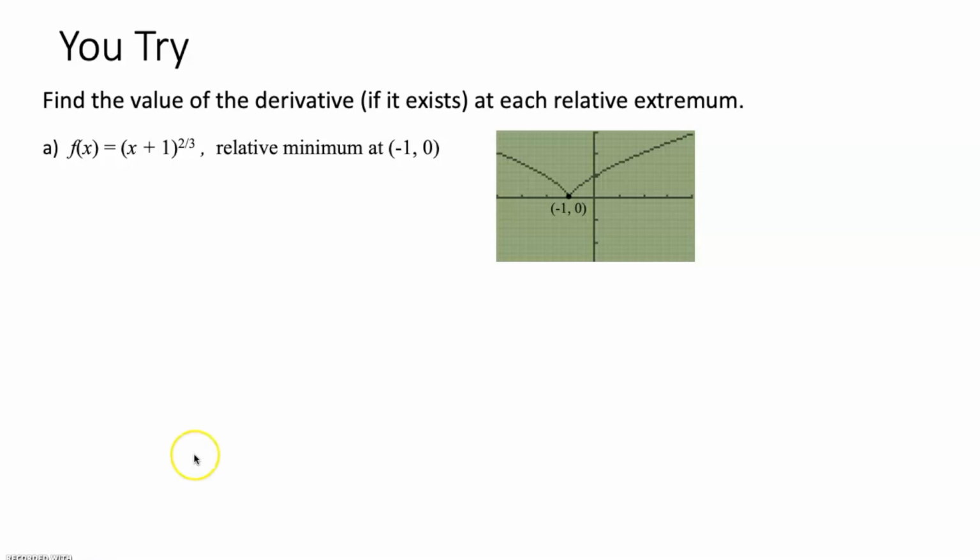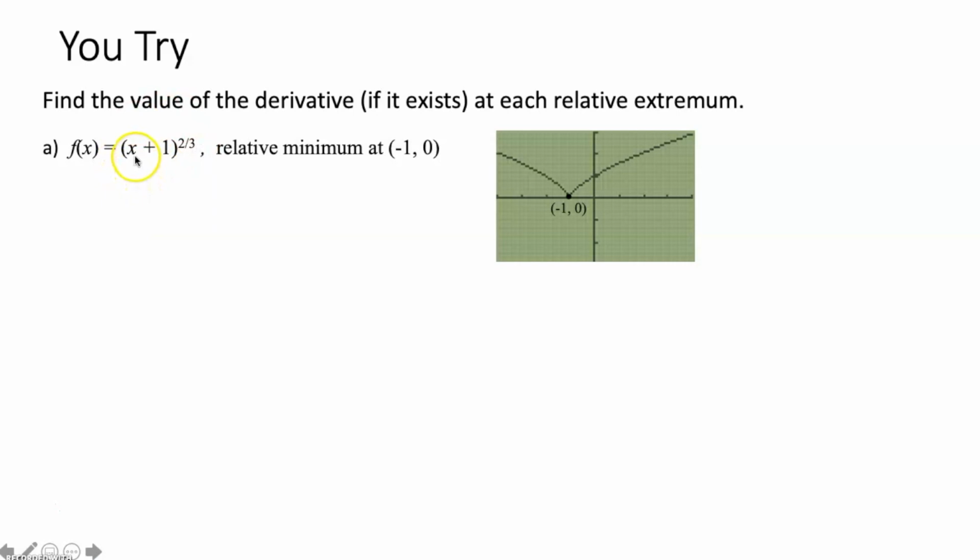You try. Okay, doing the same thing here, we have a function and we have a relative minimum of that function at (-1, 0). So we know that x is equal to -1. That is a critical number, meaning that the derivative of this function has to either equal 0 or not exist at this particular x value. So let's make sure that's the case.